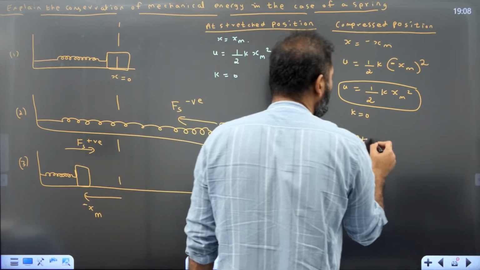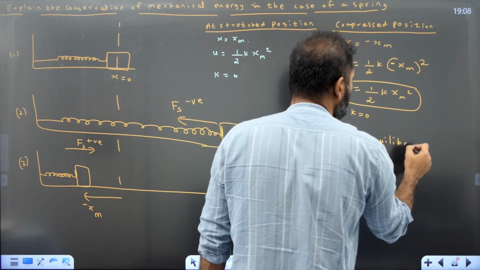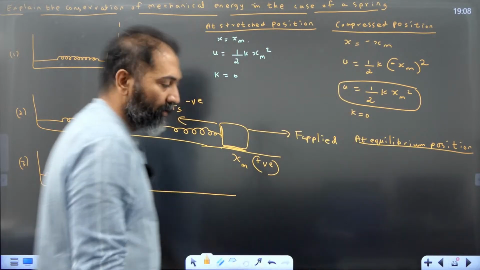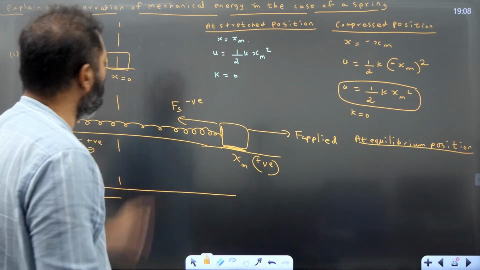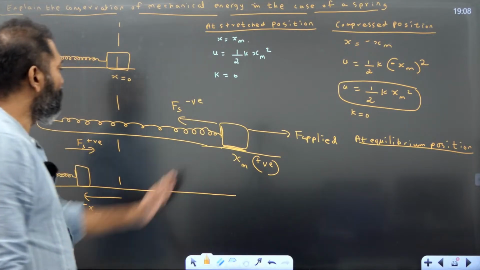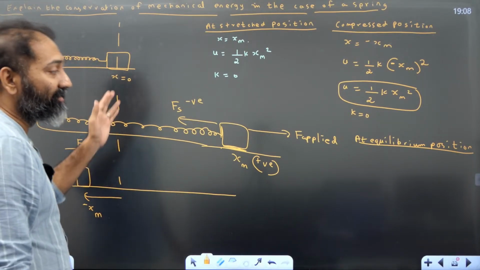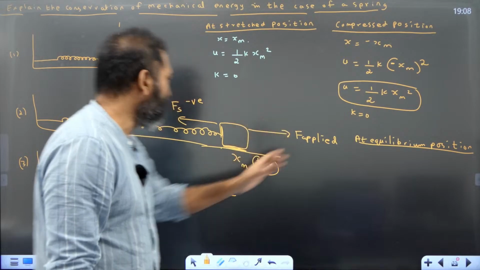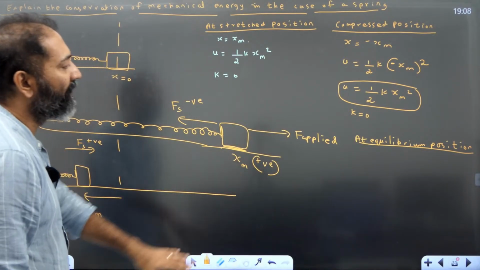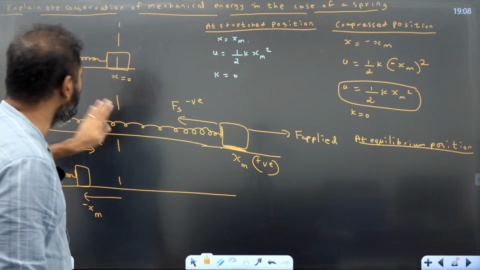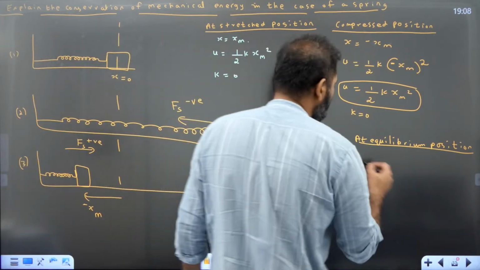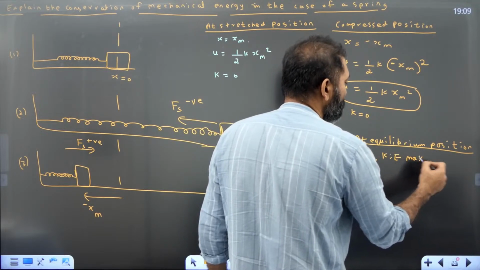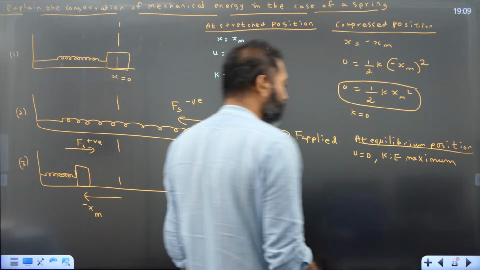Now at the equilibrium position, what happens when you release the block from the stretched position? It goes to the equilibrium position, but it doesn't stop there. It has high velocity there and then goes on to the compressed position. At the equilibrium position, potential energy is 0 and kinetic energy is maximum.